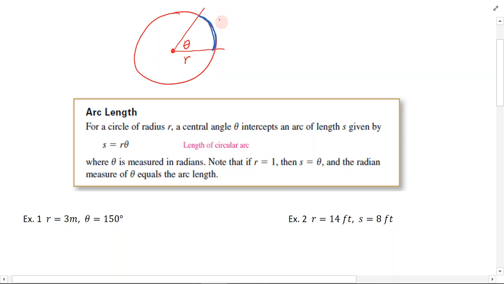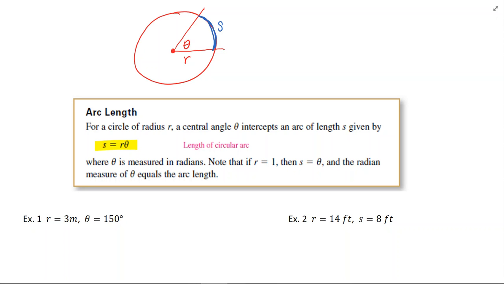So the length of that arc, we define as s, and s is made up by taking the radius of this particular circle and that angle of rotation theta. And so we have our formal definition down here. S is equal to r theta. That's how we define what an arc length is.